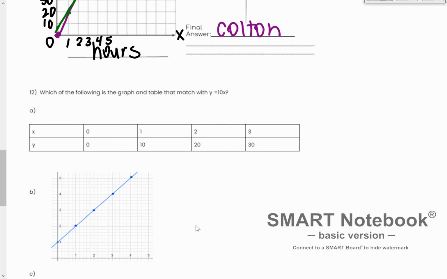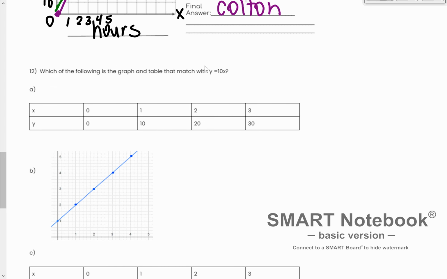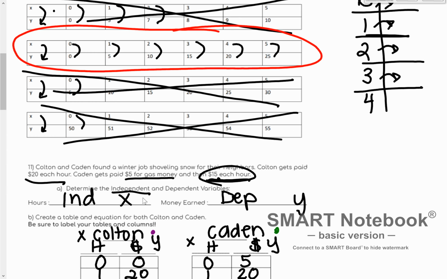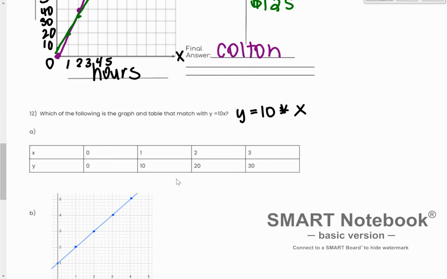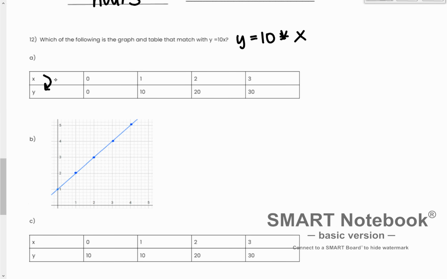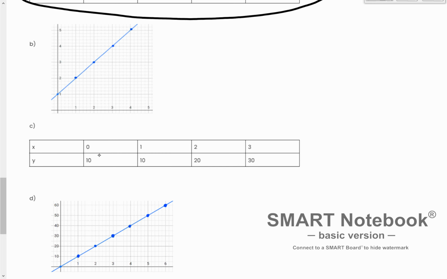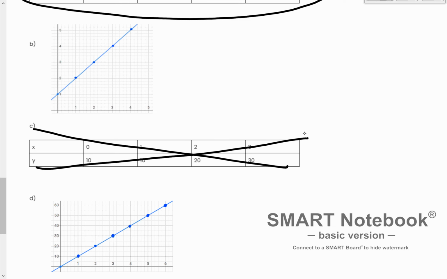Okay, last question. We want to know which of the following is the graph and table that matches y equals 10x. Remember, y equals 10x means y equals 10 times x. So again, with these tables, we're just going to check like we did with this one up here. We're just going to see if the relationship between x and y is times 10. So is this times 10? Well, 0 times 10 is 0. 1 times 10 is 10. 2 times 10 is 20. 3 times 10 is 30. So that is an option. Okay, then let's check the other table. 0 times 10 is not 10. So that's not an option.